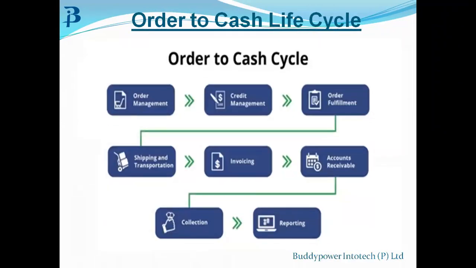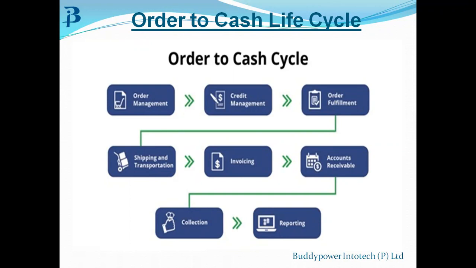So order to cash, which is known as O2C, refers to the set of business processes for receiving and processing customer sales orders for goods and services and their payment. Okay, so these processes are at the heart of all businesses, and unless they are managed efficiently and accurately, organizations would not only face financial problems but also reputational issues, right? So every department in a given company is affected either directly or indirectly by the order to cash system.